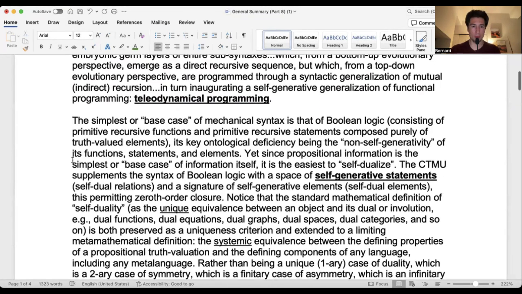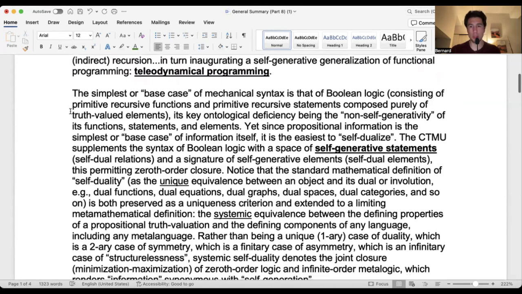All right, the simplest or base case of mechanical syntax is that of Boolean logic.